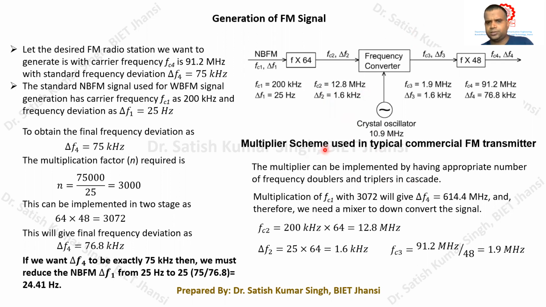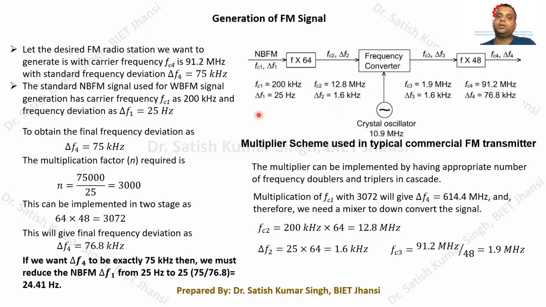Here we can calculate stage by stage. First, we have taken FC1 equal to 200 kilohertz and delta F1 equal to 25 hertz. These are the typical parameters already given. After passing through the first frequency multiplier, FC2 will be the multiplication with 64. So 200 kilohertz multiplied by 64 gives FC2 equal to 12.8 megahertz.